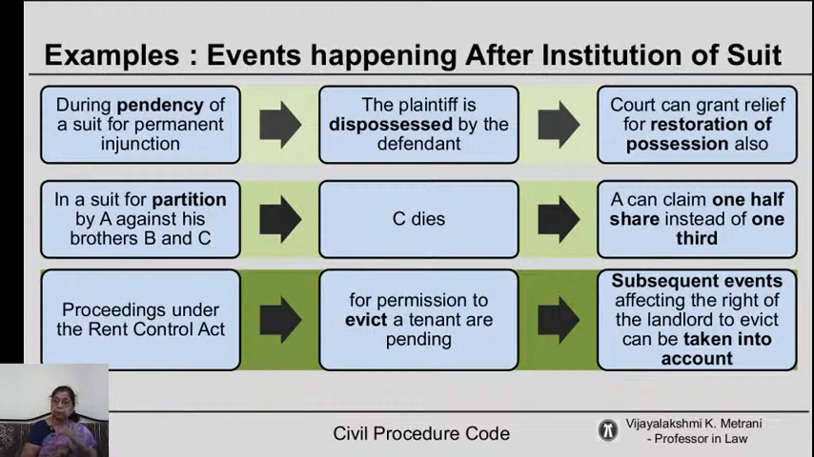Now when one person dies, let us assume that he does not have anybody who claims under him, so then there are only 2 people. So this change which happens after the institution of the suit, he can claim 1/2 share instead of 1/3. You cannot say that he has already asked for 1/3 share, so he will get only 1/3 share. The relief has already been stated. So the court can take into consideration, because that is a material fact.